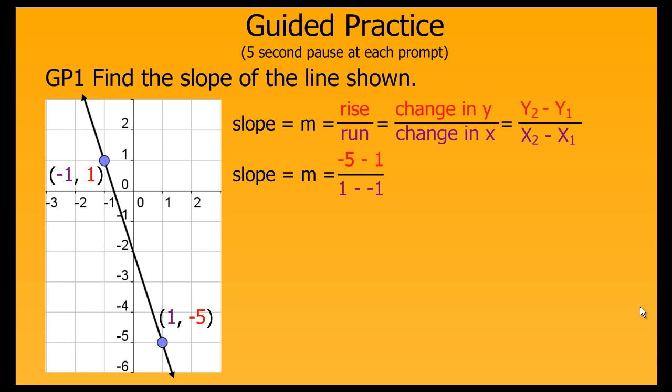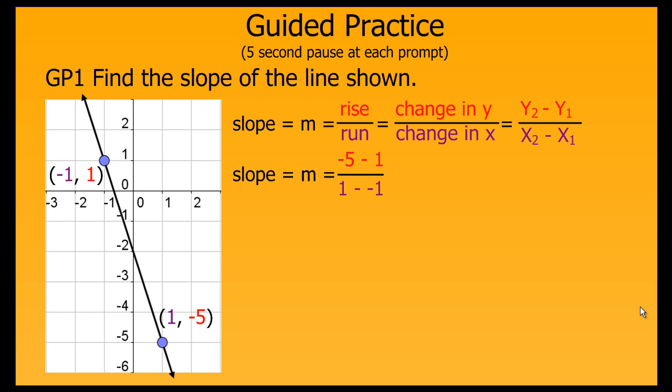Now we calculate our slope by filling in the y coordinates to calculate our rise and our x coordinates to calculate our run. In this case, that means we fill in -5 minus 1 to calculate our rise and 1 minus -1 to calculate our run. It's important to remember that you could choose to do it in the opposite order. 1 minus -5 for our rise and -1 minus 1 for our run, and it would still work.